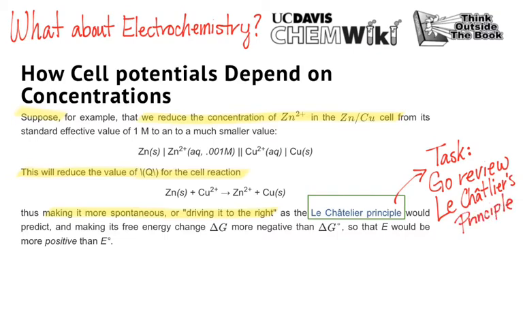But here, Le Chatelier's principle is talking about concentration. If I reduce the concentration on the right side of the equation, I will drive the equation to the right. Another way of looking at it is if I were to increase the concentration of copper ions in solution on the left side, I would drive the reaction to the right as well. Again, a demonstration of Le Chatelier's principle. So please go take a few minutes and review Le Chatelier's principle.